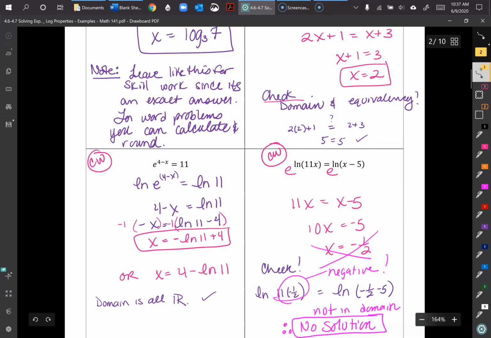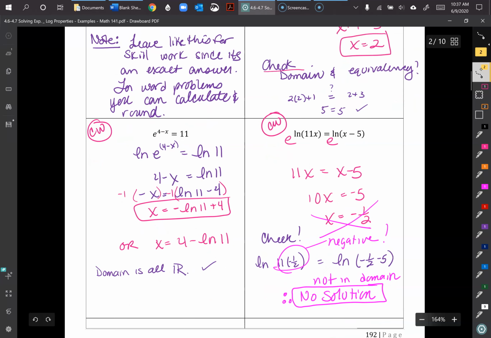So if you don't actually come full circle and do this part, you won't get full credit. You'll lose a point. So make sure you understand that. If you have any questions on that, let me know. But it just goes back to what we've always worked on. Something has to be in the domain for it to actually be a solution.